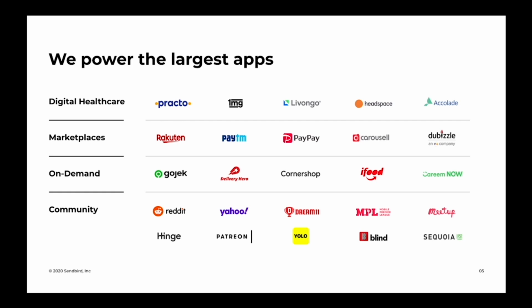Healthcare companies like Practo and Headspace for providing telehealth services. We also connect buyers and sellers in real time to accelerate marketplaces like Rakuten and Carousel. We empower on-demand companies such as Delivery Hero by connecting their drivers and consumers. We help hundreds of millions of Redditors connect one-on-one or in real-time chat rooms. And we help Dream11, MPL, and Yahoo Sports connect fans with one another in their fantasy sports apps. Okay, now you know Sendbird.